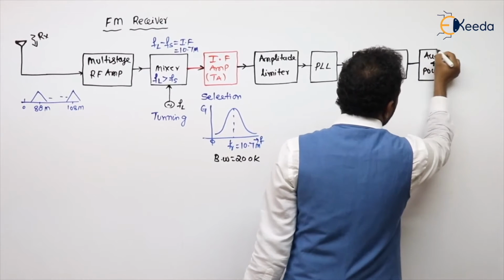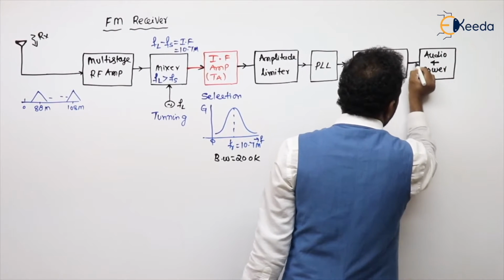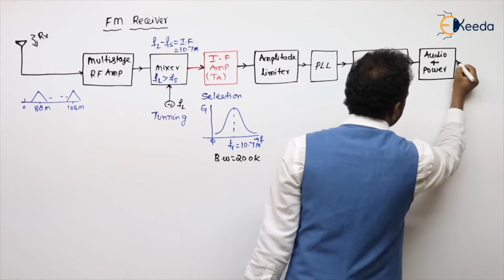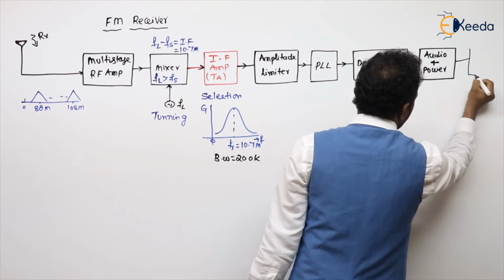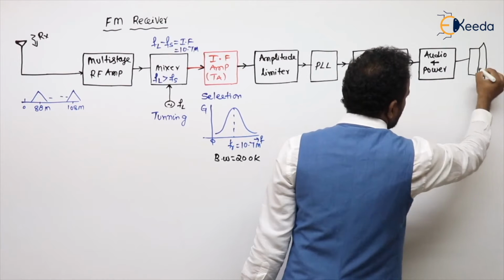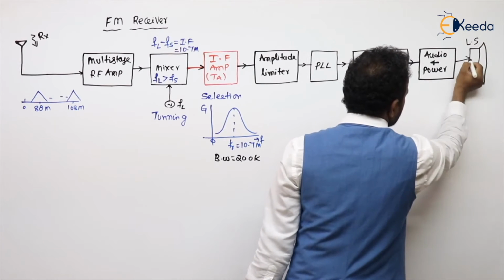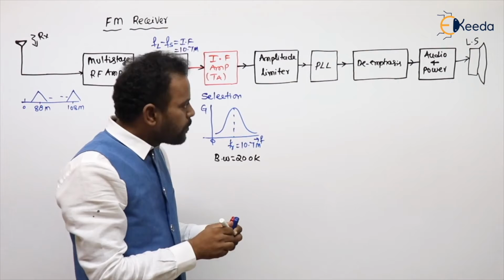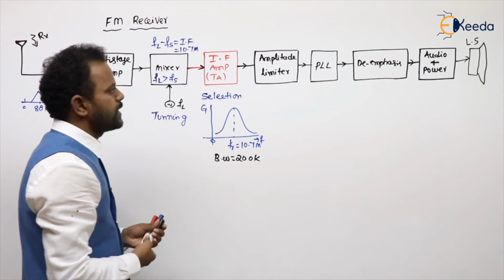I already told you, class B power amplifier. Audio amplifier means voltage amplifier, current amplifier, so obviously power will increase. Next will be the loudspeaker, which converts this electrical signal into a physical phenomenon. This is the block diagram of an FM receiver.